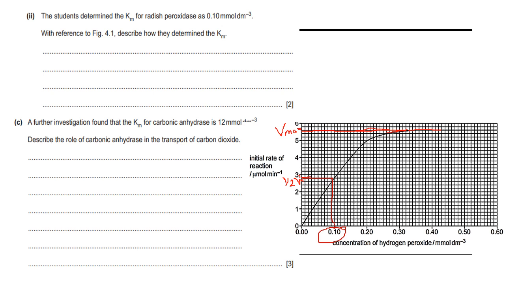Okay, let's look at the last one. It says a further investigation found that the Km for carbonic anhydrase, so carbonic anhydrase is a whole different enzyme from what we've been dealing with, is 12 mole per dm cube. And then here it says describe the role of carbonic anhydrase in the transport of carbon dioxide.